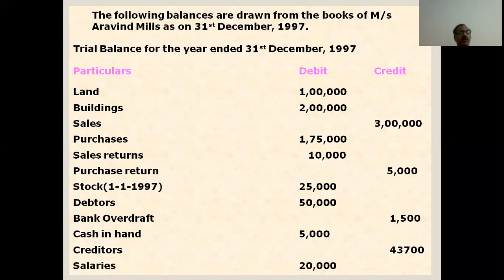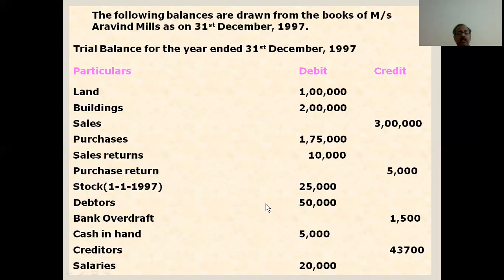First item, in the trial balance, land is a debit balance. It is an asset, so it goes on the asset side of the balance sheet. Buildings, rupees 2 lakhs, asset side of the balance sheet. Sales, it's an income, credit side of the trading account. Purchases, it's an expense, debit side of the trading account. Sales return will be deducted from sales on the credit side of the trading account. Purchase returns will be deducted from purchases on the debit side of the trading account. Stock as on 1st January 1997, the opening balance, will show on the debit side of the trading account.